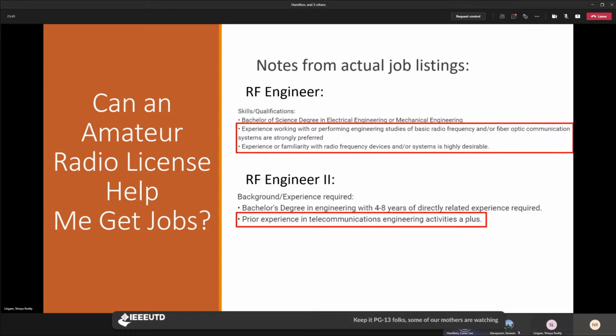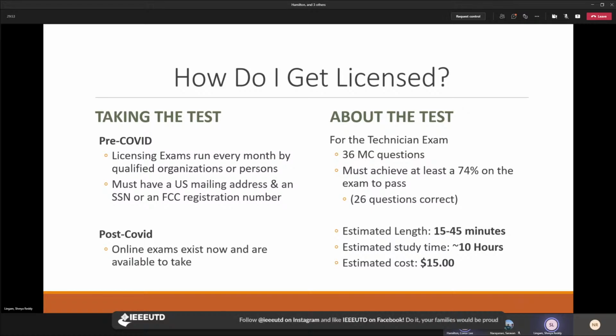So I'll pass it back to Shreya now to talk about how we get licensed. Okay, so now we're going to talk about how you can get licensed.